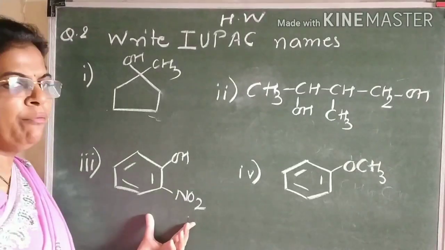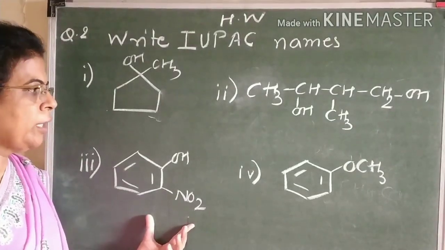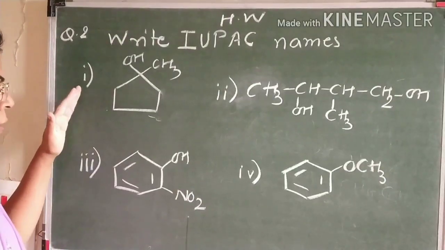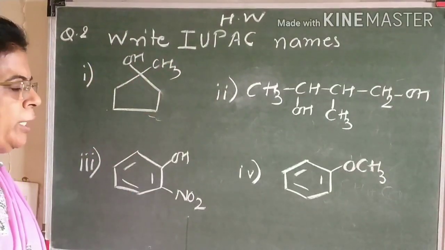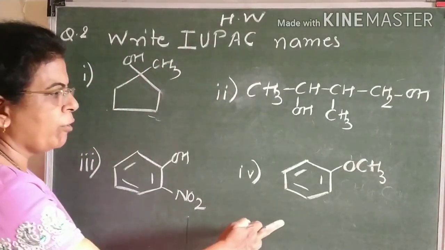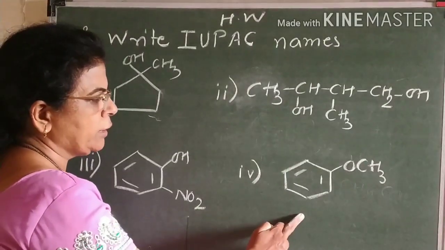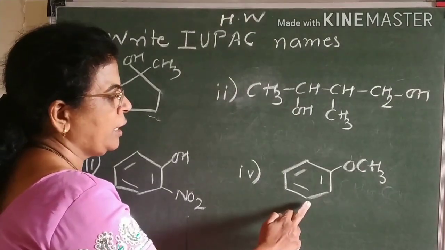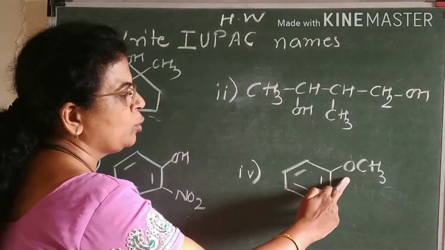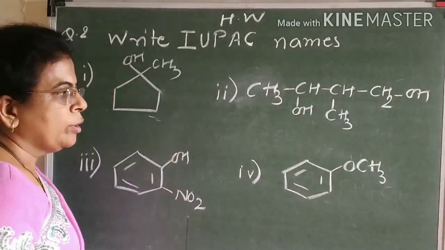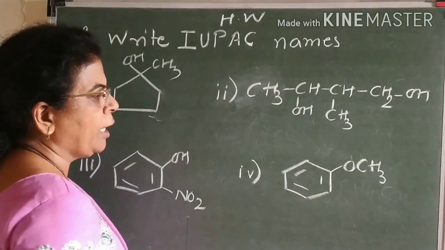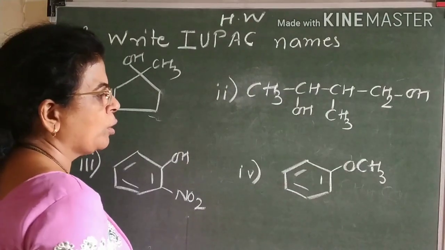Last time I gave you homework. Now we will solve the second question. Write IUPAC names of the following. Now we start from this one. This is an ether. That is, this benzene ring is attached to an OCH3 group. Therefore, the IUPAC name of this compound is methoxybenzene.